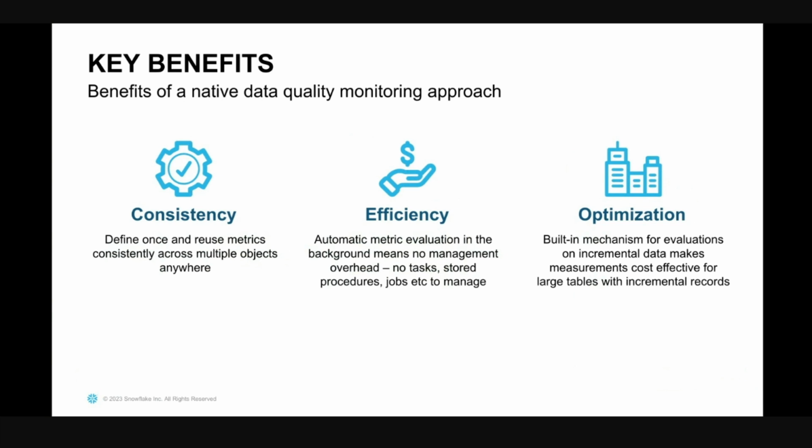So that means once you tell it, go and check it every 2 hours, for example, then it will go and do that check, so you don't have to create any tasks or stored procedures or jobs to go and check the data quality. And the optimization is that it's not going to scan the entire table, only look for the new records and the quality of the data.